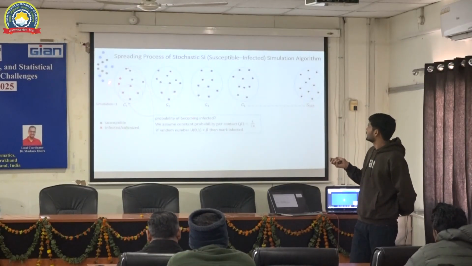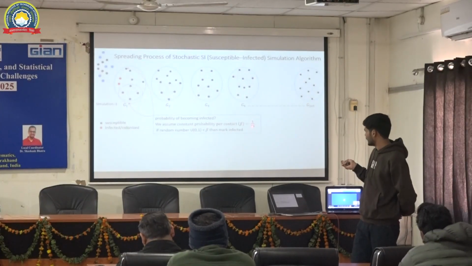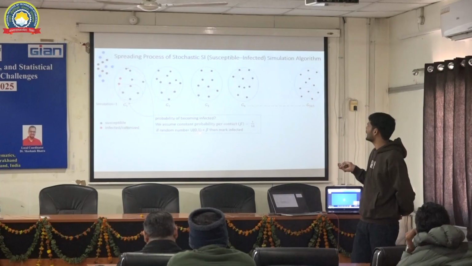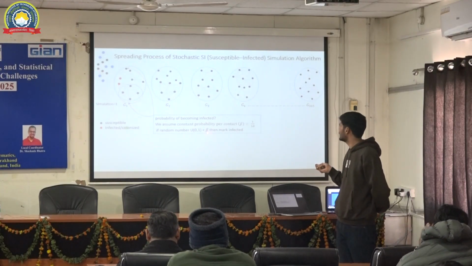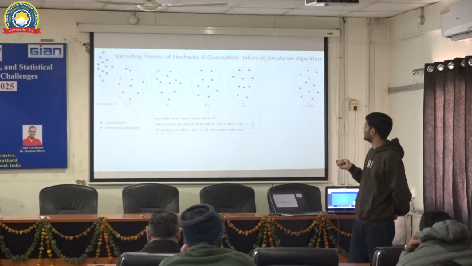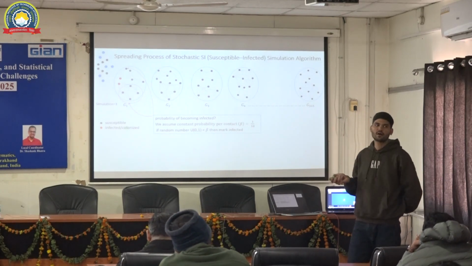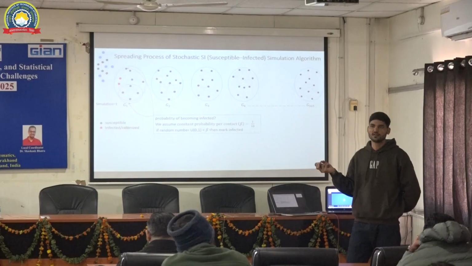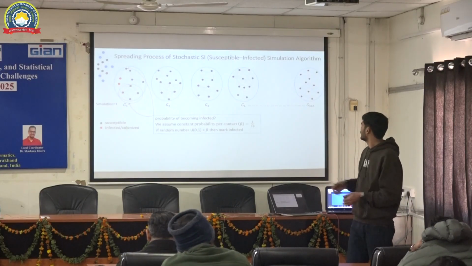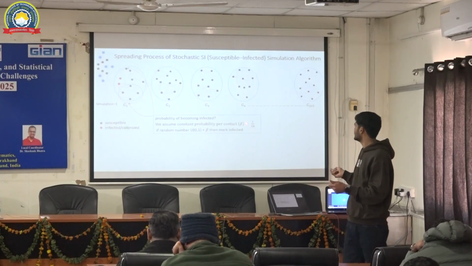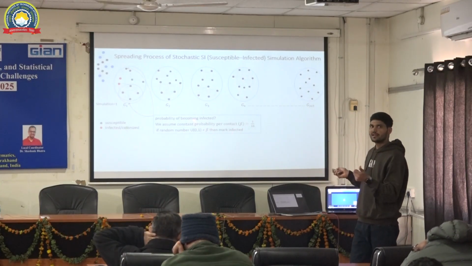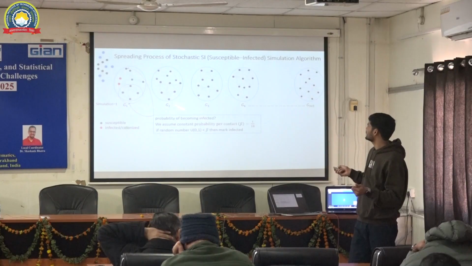Suppose these patients have 10% probability. After that, I assume a random number between 0 and 1. If the random number is less than 1 by 10, then I mark the patient as infected. So it's like a coin toss: if it is less than 1 by 10, then I mark this patient as infected.